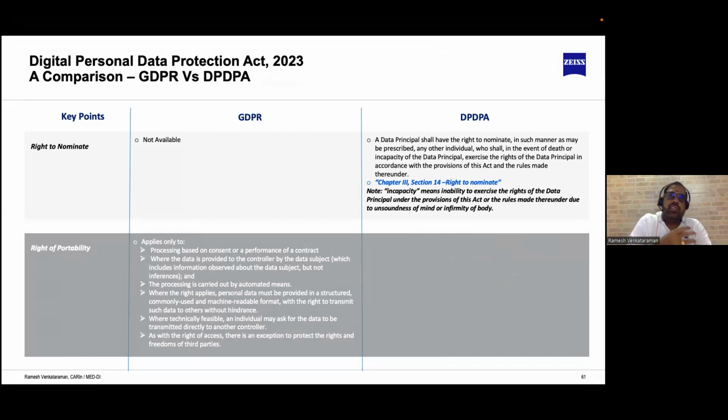Right of data portability, right? That is from one system, one vendor to another. GDPR beautifully provides that, like Vodafone to, let's say, Airtel, and it should be easy for data subjects to move from one provider to another. In fact, in our system, we do not have any provision like this.